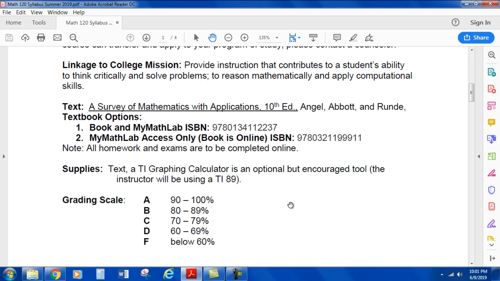Supplies: a TI graphing calculator is an optional but encouraged tool. I like using the TI-89. If you don't already have one though, it's a pretty big expense for this class, which is probably your last math class. So there are a lot of other options you can use. There are also resources online.